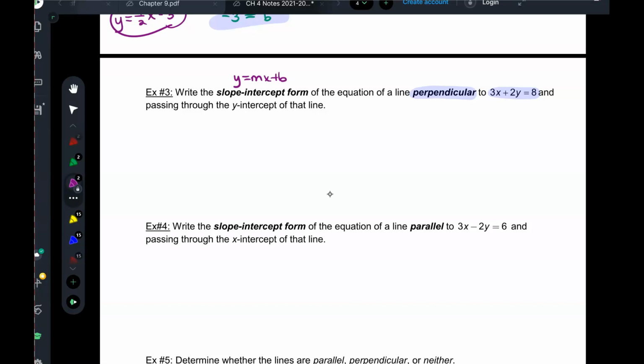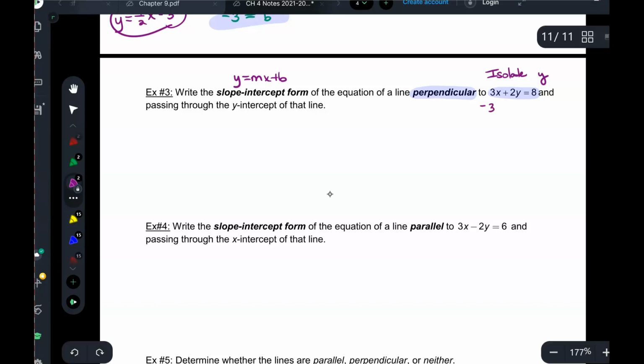Let's see, did you solve for y first, or are you talking about the final answer? I isolated the y. Let's subtract 3x from both sides, so I have 2y equals negative 3x plus 8. And you divide by 2. I forgot to divide by 2. Okay, so y equals -3 halves x plus 4.